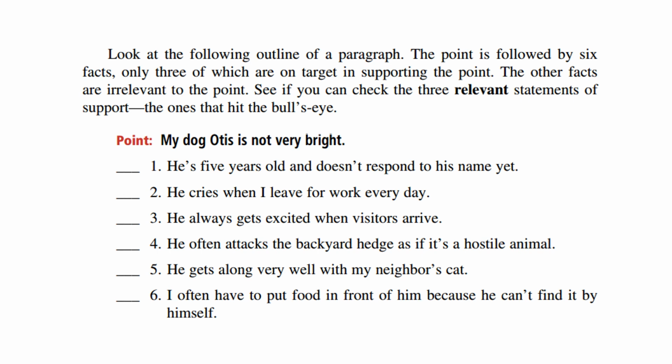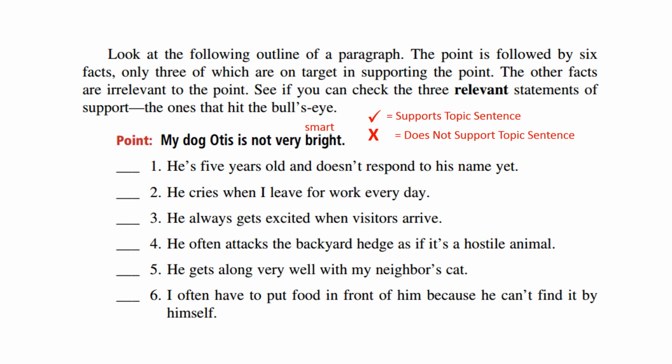Now, your big idea is, "My dog Otis is not very bright." And that word bright, of course, means smart. Now, if you put a check next to the sentence, it means it supports the topic sentence, that Otis is not very smart. If you put an X, well, that means that you understand that this sentence does not support the topic sentence. Otis is not very bright. Take a moment, look at these, and tell me what you think.